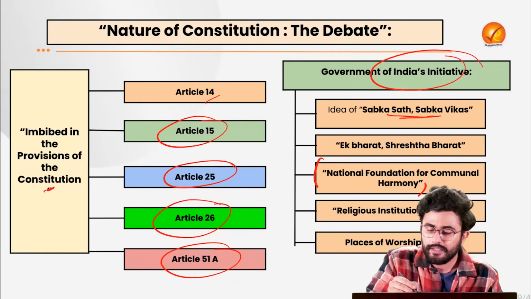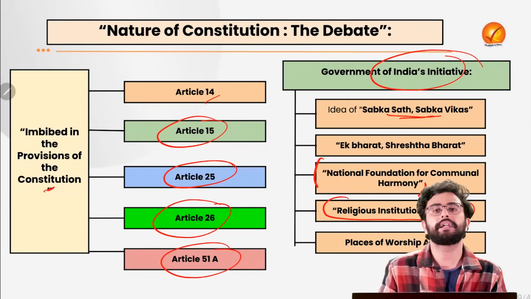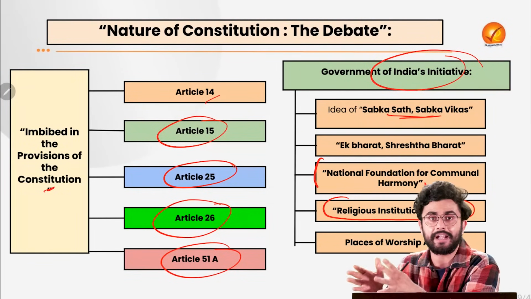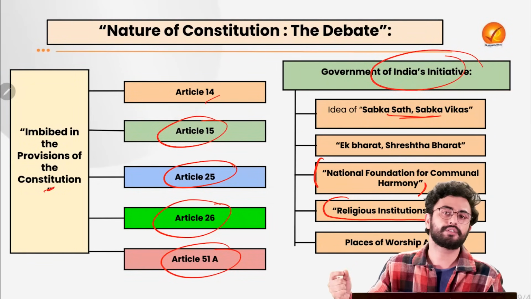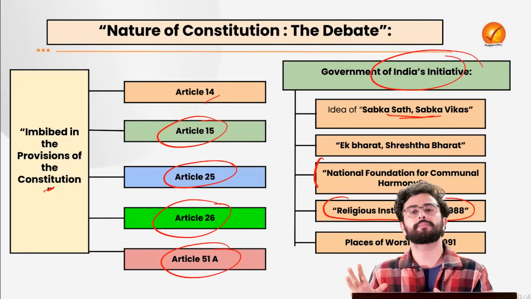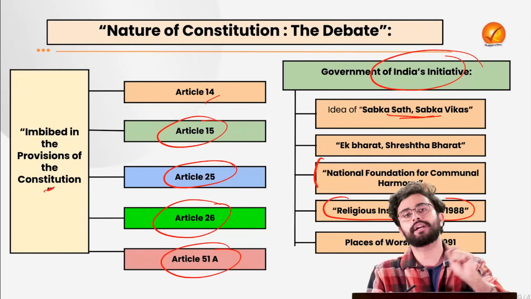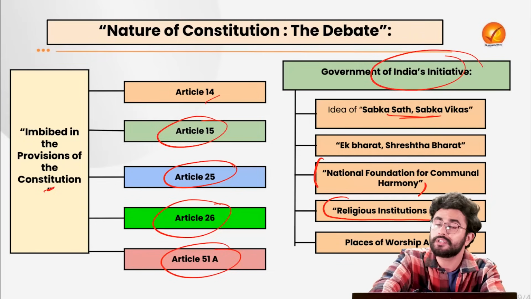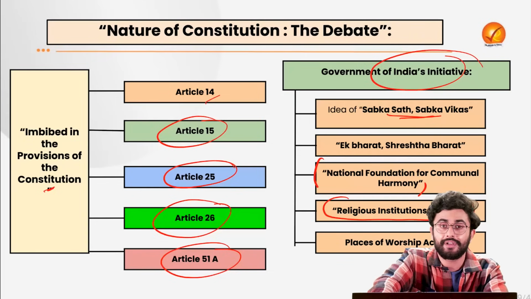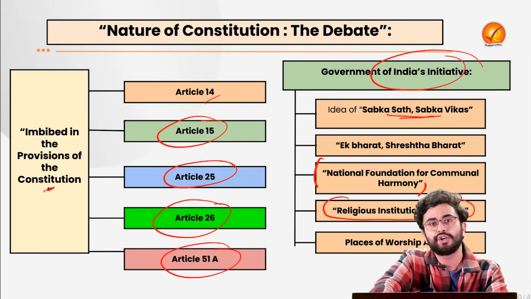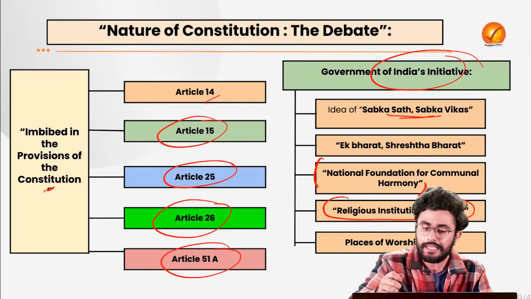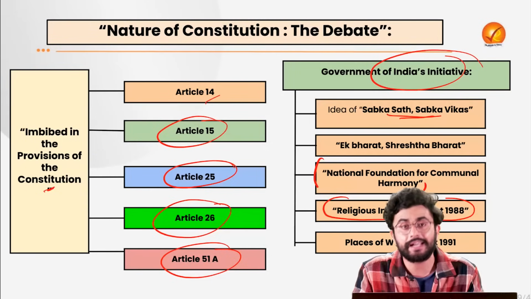Then there exists the Religious Institutions Act of 1988, which tries to prevent the use of religious institutions for any kind of political purposes, so that communal hatred or hate speech cannot be propagated. You can recall the Dharm Sansad which took place in Haridwar, where a call for genocide was given against a particular community. To prevent such things, the Religious Institutions Act of 1988 exists.